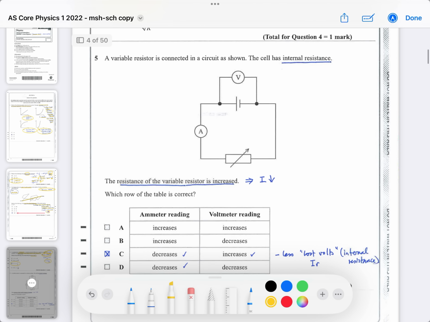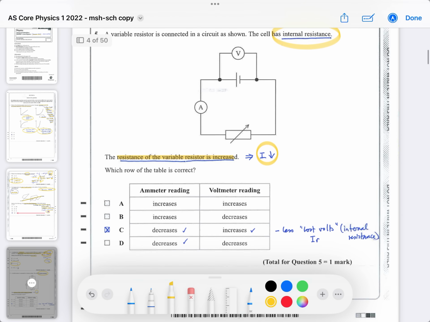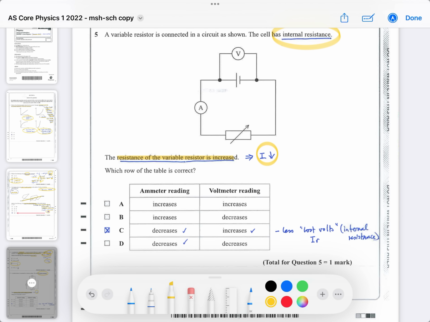Question 5, it has a variable resistor connected in the circuit as shown. The cell has internal resistance, so sometimes they're ignoring internal resistance, but this is about internal resistance. The resistance of the variable resistor is increased. If you increase the resistance, the current in the circuit will go down. Obviously, which row of the table is correct?